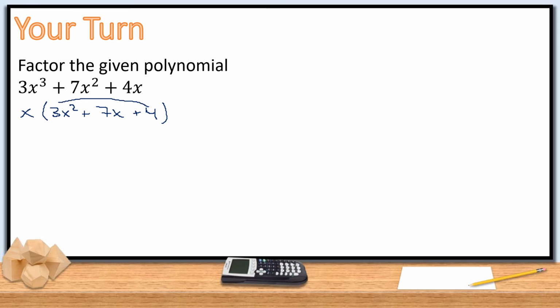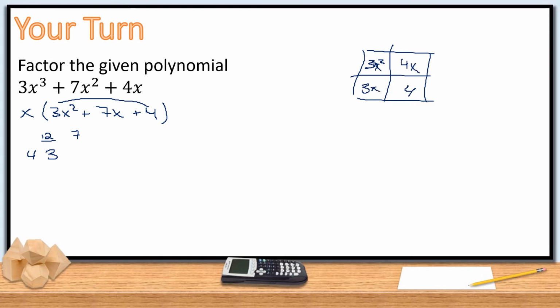So 3 times 4 is 12. And we need factors of 12 that add to be 7. That's 4 and 3. So I need my window pane. I've got 3x squared, 4, 4x, and 3x. I know that top left is a little messy, so I'm going to redo that.